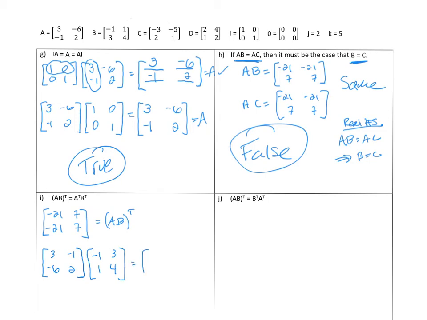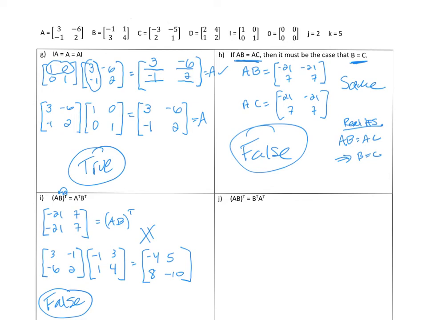Multiply these together, and I get negative 3 minus 1 is negative 4. 9 minus 4 is 5. 6 plus 2 is 8. And negative 18 plus 8 is negative 10. These are not the same. False. So you can't take that transpose and apply it to each matrix in order.